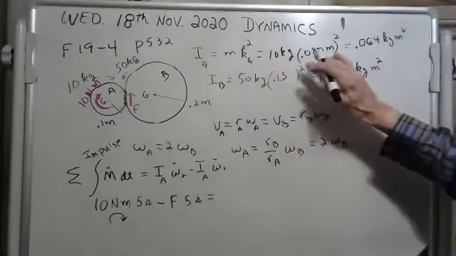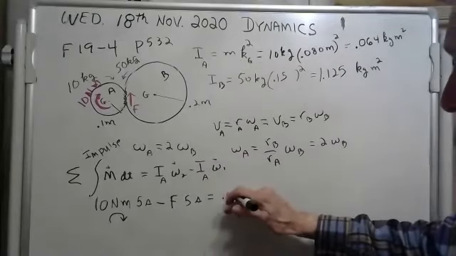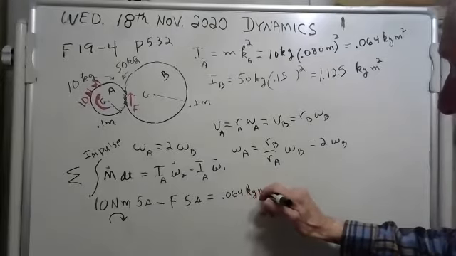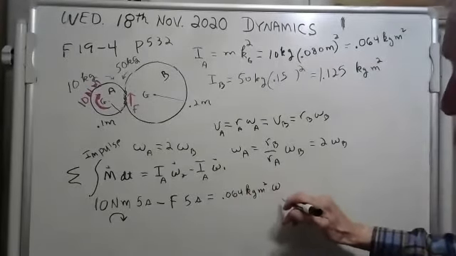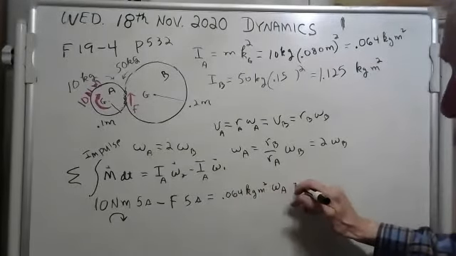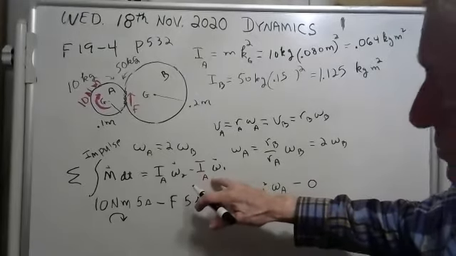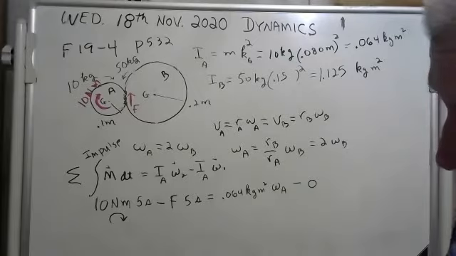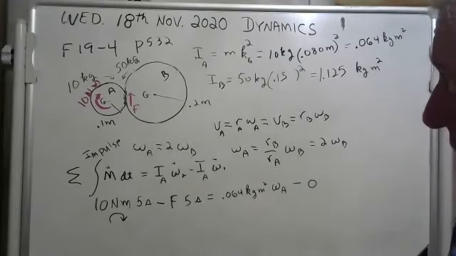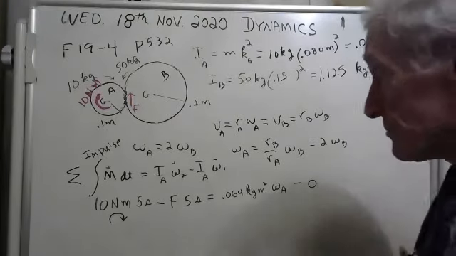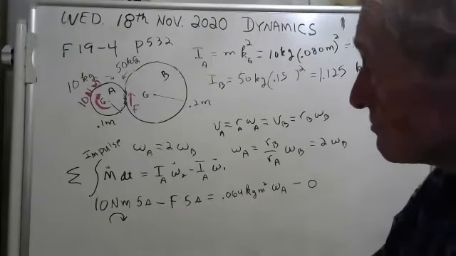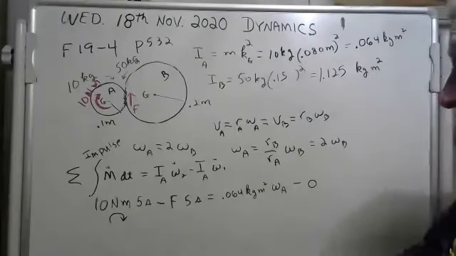And it's 0.064 kilogram meter squared times, I'm just going to call it omega A, minus 0. It starts at rest if you read the problem, so they don't have any starting omega. It's not turning. It starts from rest. Well, we've got a nice equation now, but it's got 2 unknowns. We don't know those 2 unknowns. What are we going to do?